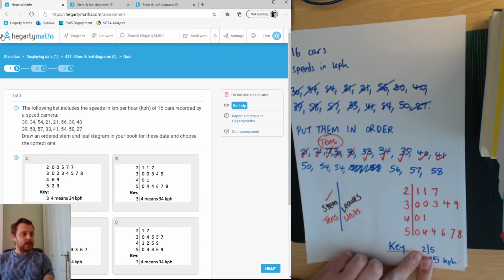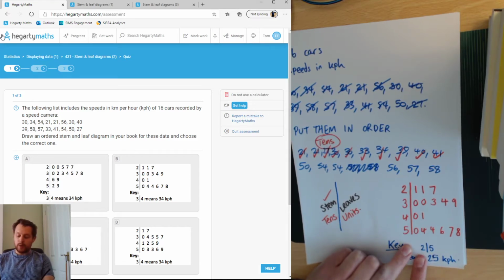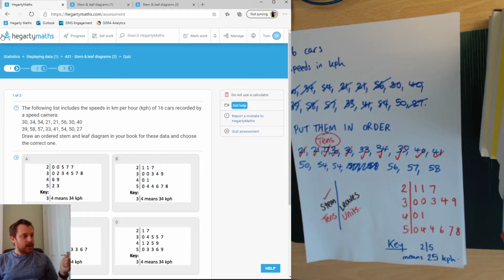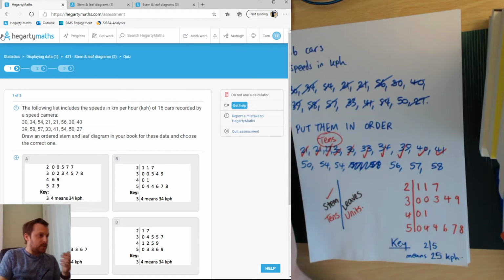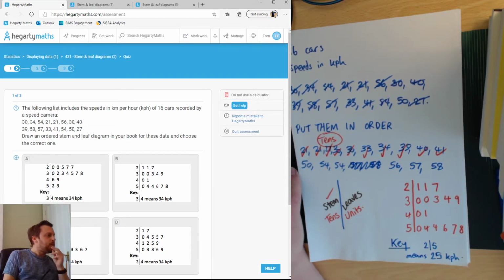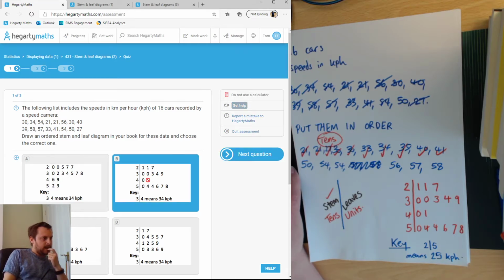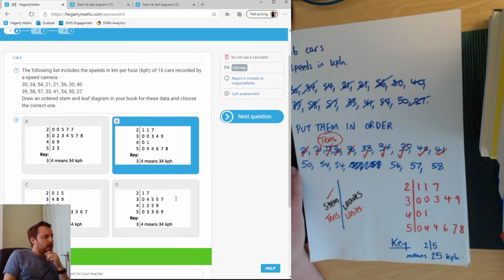You could pick any numbers here. You could pick, what is it in the Hegarty task? A 3 and then a 4, so it would be 34, right? So let's have a look now at the actual question, what the possible answers were. So I think it goes 2117. It's this one, right? This is the only one that it can be. So I'm going to click it, and there you go. So that's how you take a bunch of numbers and make a stem and leaf diagram out of it.